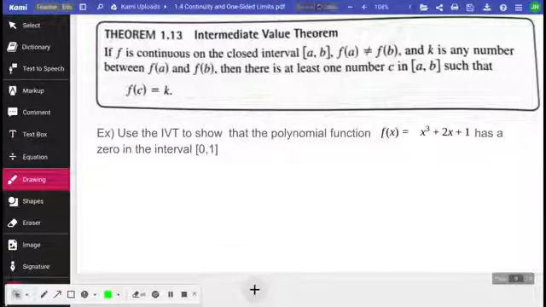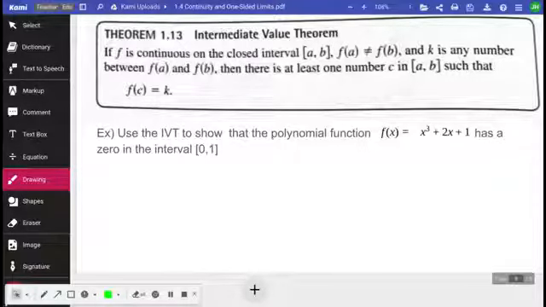Okay. And K is any number between f of A and f of B, meaning K is an output because f of B and f of A are both in the range. Okay. Then there's at least one value C in the domain. Okay. So there's some sort of X value in the domain such that f of C equals that K that's in the range.